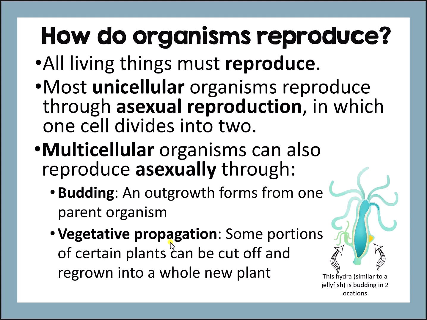Sometimes we do that with plants that have aerial roots. If there are some aerial roots hanging off of your house plant, you can break those off and replant them, and they'll grow into a separate plant. That's vegetative propagation. So both of those are ways that multicellular organisms can reproduce by themselves, asexually.